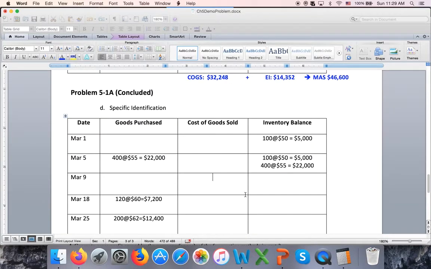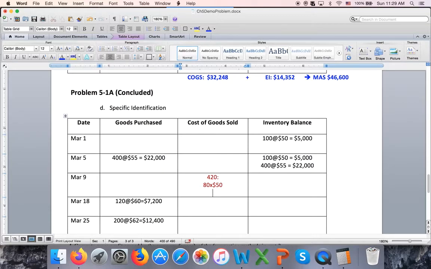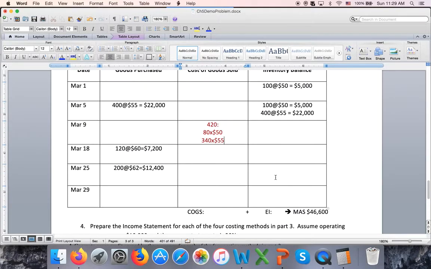So right here, this is where I take this information. So I'm selling 420 units, and out of those 420 units, 80 units are at $50, and I'm not going to calculate, just to make it faster, and then 340 units are at $55. So guys, you calculate here. I just want to go faster, and we keep going in the same manner.